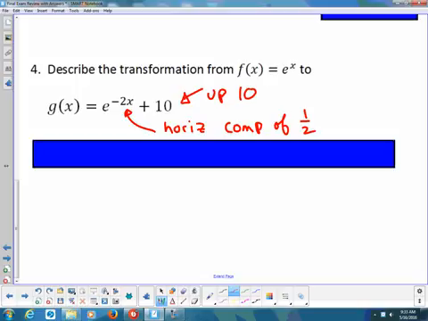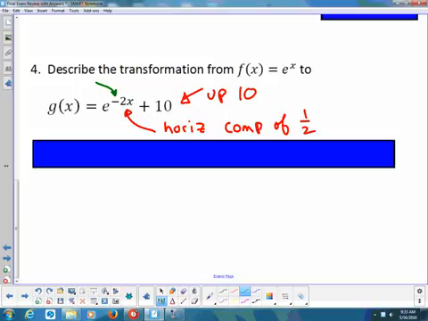Because if there's a number being multiplied by the x, then you have to flip it, and it's going to be a horizontal stretch or compression. So in this case, we flip the 2, we get 1/2 to have your horizontal compression. And then what about this negative here? Since we have a negative with the x, what is that going to do, Patrick?